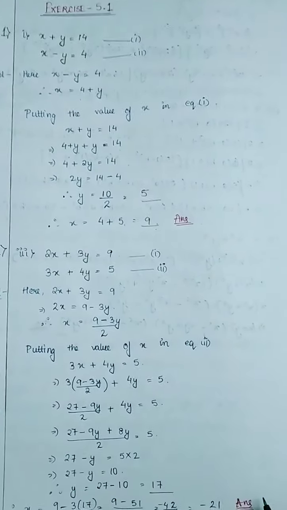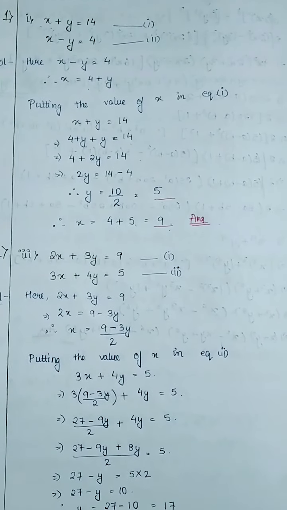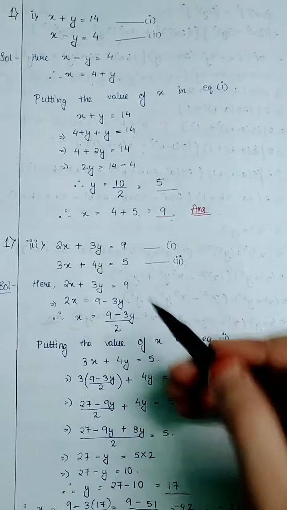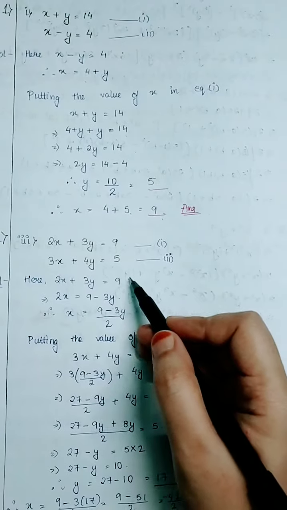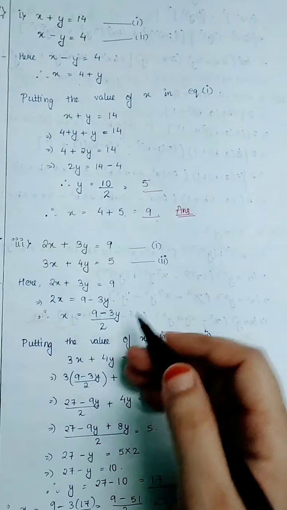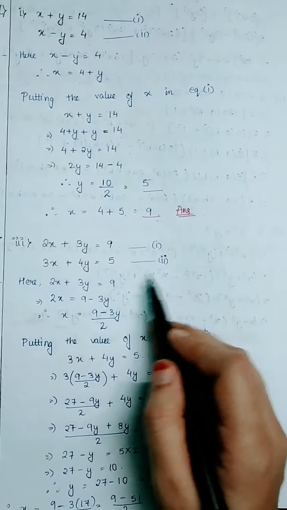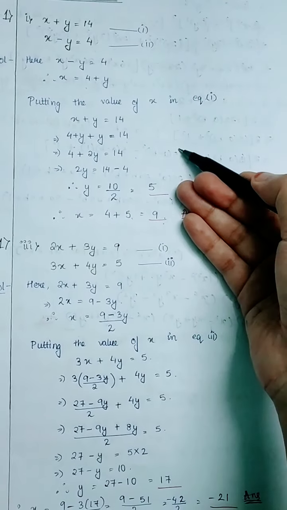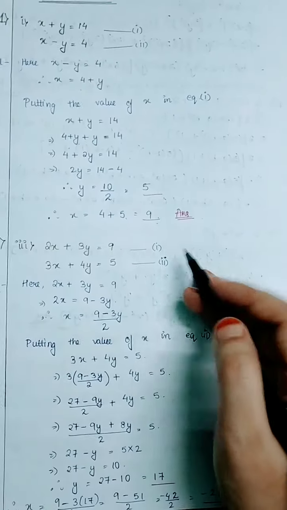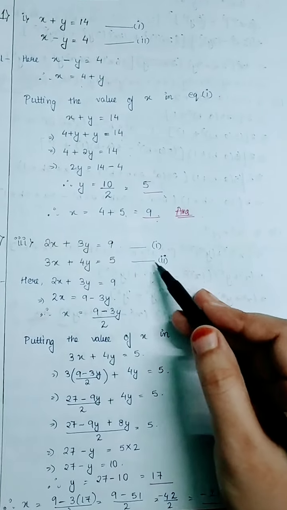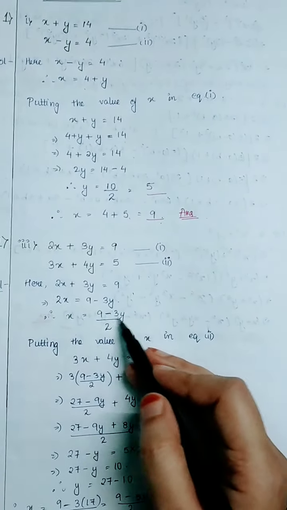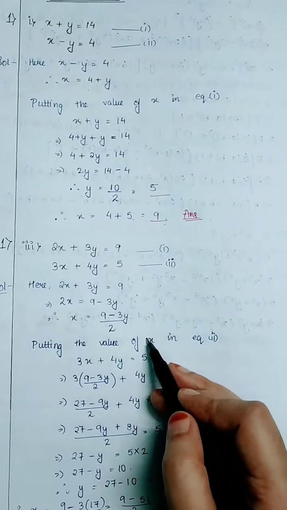Here also we have a set of equations and we have to solve it. Again we have to find the value of x. In this question I have used the first equation. Okay, you can take any equation and find your answer. So that's why in the previous question I had taken the second equation for finding the value of x, and here I have taken the first equation for finding the value of x. So x is equal to, I have got (9 minus 3y) by 2.